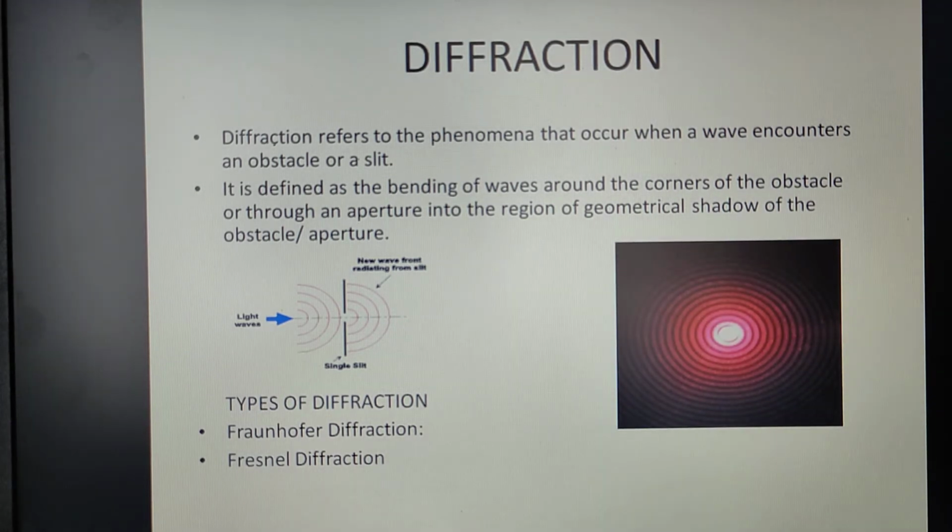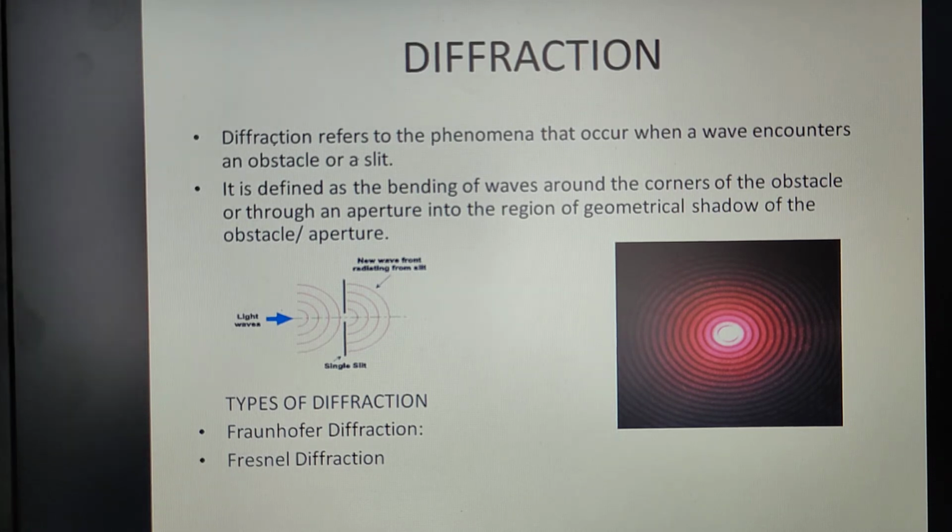This is also an example of diffraction. This is when you use some obstacle and allow the light to pass through a small aperture, so you'll see how the light comes out of the aperture.